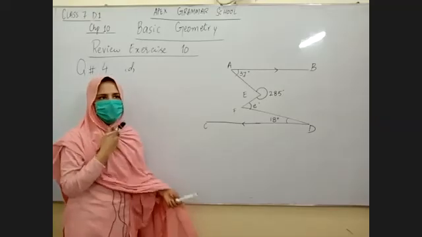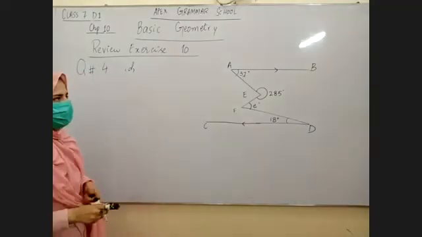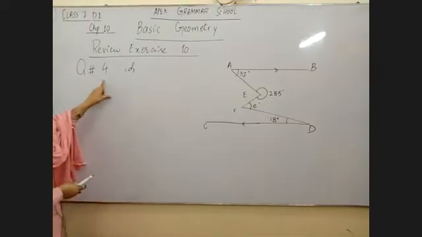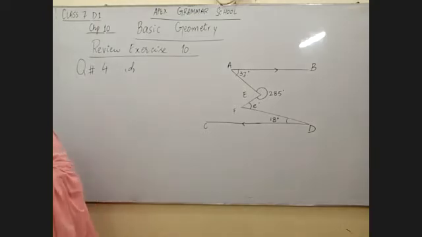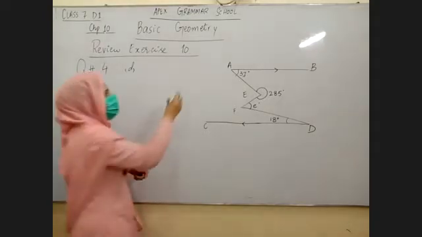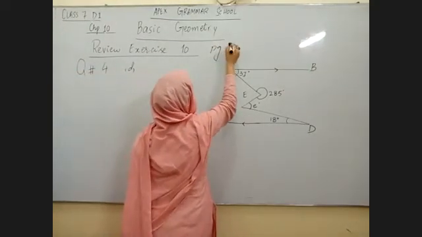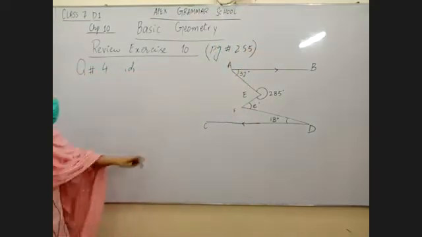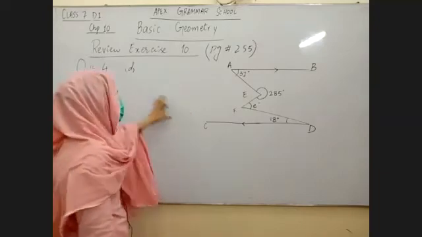Bismillahirrahmanirrahim. I am going to start the lesson for class 7. It's D1, chapter number 10, review exercise 10, question number 4, D part. It's on page number 255. Okay, this is the figure for the D part in question number 4.